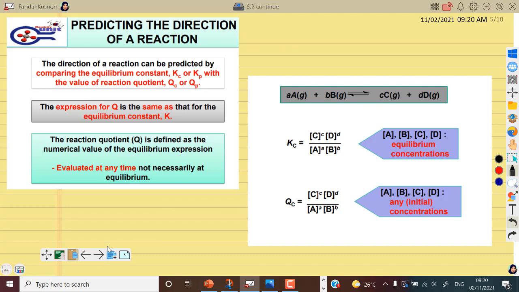Okay, so now we are going to continue our lesson with how to predict the direction of a reaction. Okay, macam mana kita nak meramalkan arah sesuatu tindak balas. Adakah sistem itu the reactant is at equilibrium? Adakah sistem itu yang diberikan dalam soalan itu sudah berada dalam equilibrium? Okay, so we are going to predicting the direction of a reaction. Alright, so refer to your lecture notes.